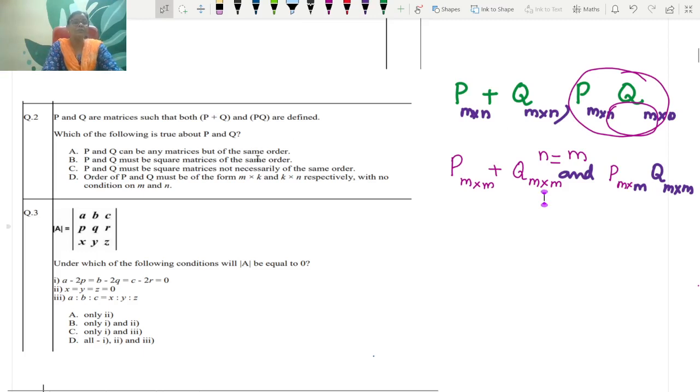तो इसमें से कौन सा ऑप्शन है? It is B option. ठीक है, so B option says we have the addition as well as the multiplication defined. ठीक है, now let's move to the third question.